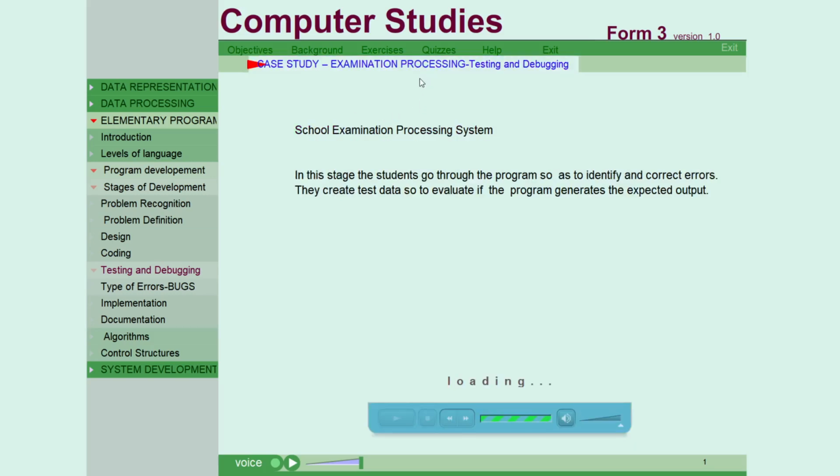In this stage of our case study, the students go through the program so as to identify and correct errors. The students create test data so as to evaluate if the program generates the expected output.